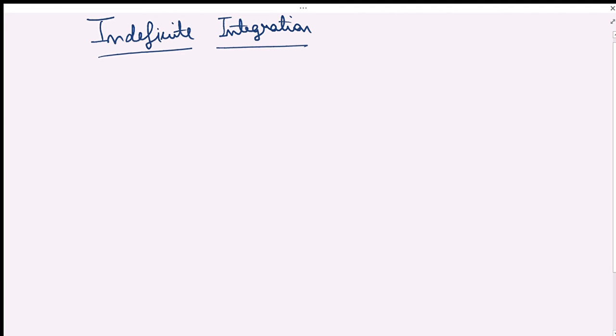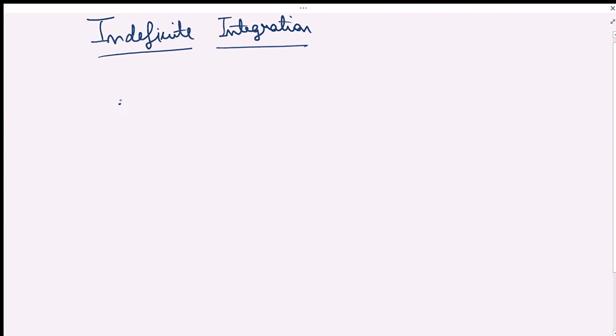Okay, so in this particular lecture, we're going to talk about indefinite integration. Clear? Indefinite integration. Okay, so what is basically integration in a very lame language form?